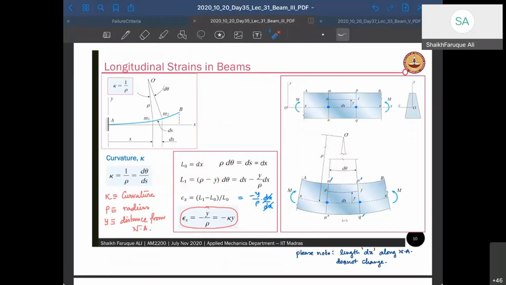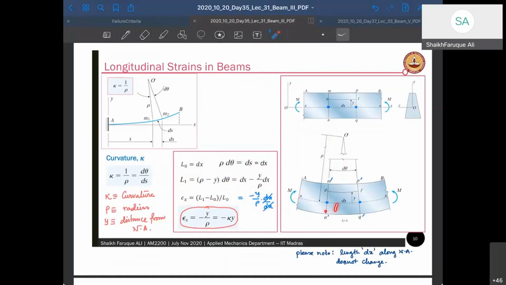Now strain is change in length, deformed length minus original length, divided by L0. L1 is rho minus y times d theta; in place of rho d theta you can put dx. So that becomes dx minus y by rho dx. So your strain is going to be L1 minus L0, which is minus y by rho dx, divided by L0, which is again dx. The dx cancel each other, and it becomes minus y by rho. Why is it minus? Because the upper side is going to be in compression, so the minus has automatically come.